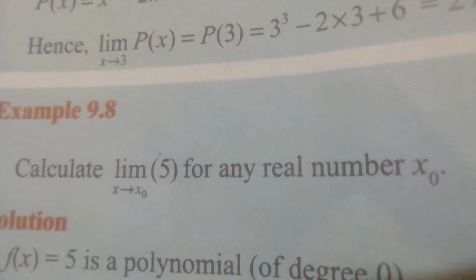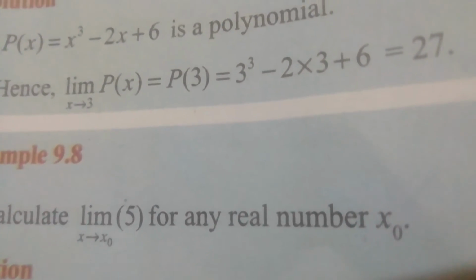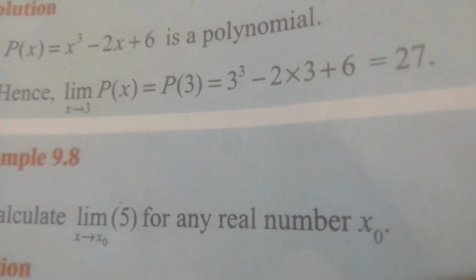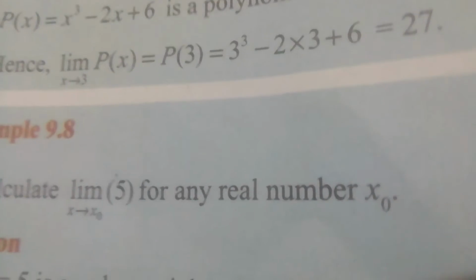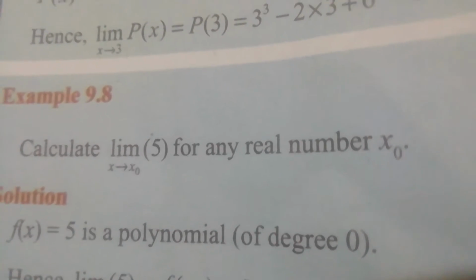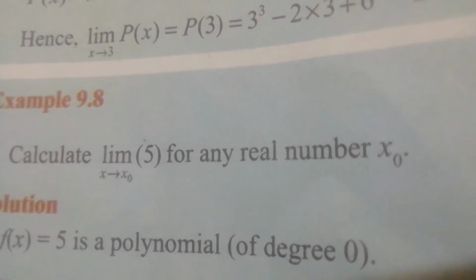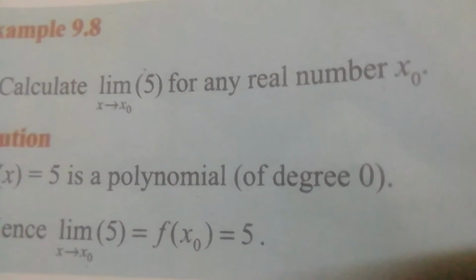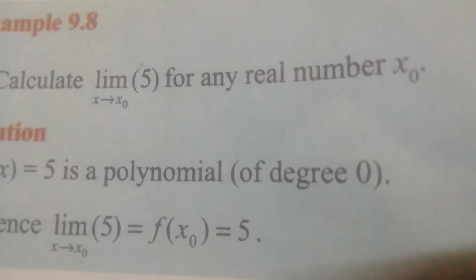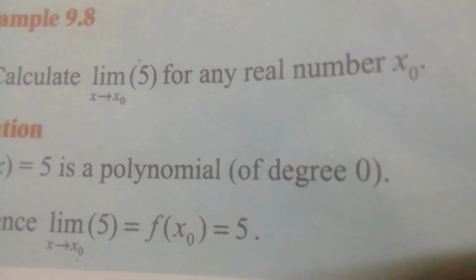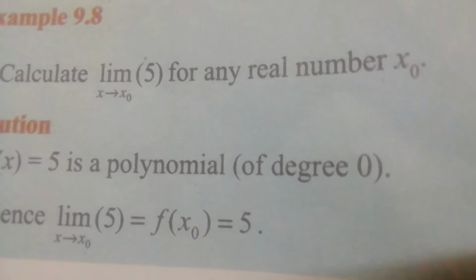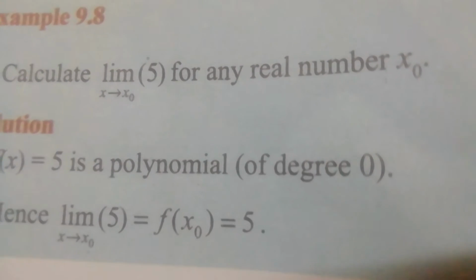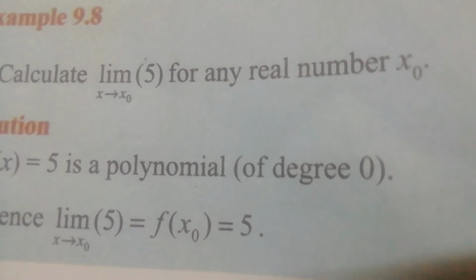Calculate limit x tends to x0 of 5, for any real number x0. So it's a constant function. f of x is equal to 5 is a polynomial of degree 0, that is called a constant function. As x tends to x0, this function does not contain any x, so we get the answer 5. That is p of x0.